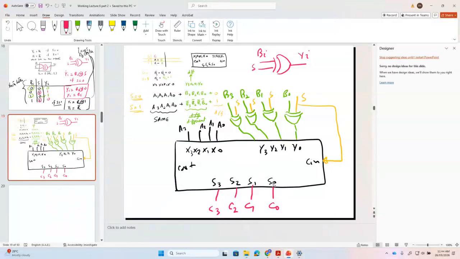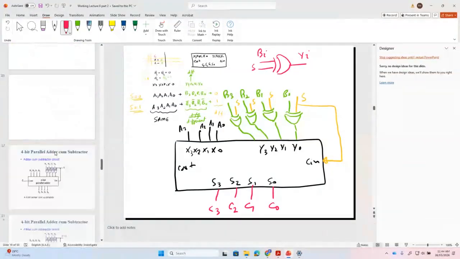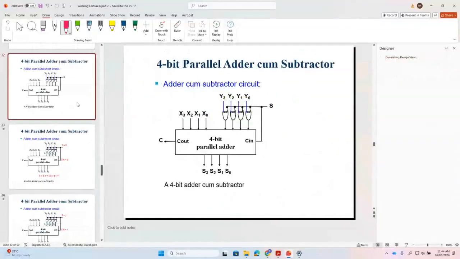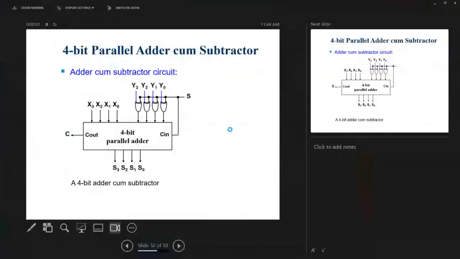Okay. This is how we design it. Now this is our design step. Now we want to analyze it. So now there are some slides. This is an adder cum subtractor. Can you see this is the design that we designed? This is the same thing. Yes or no?